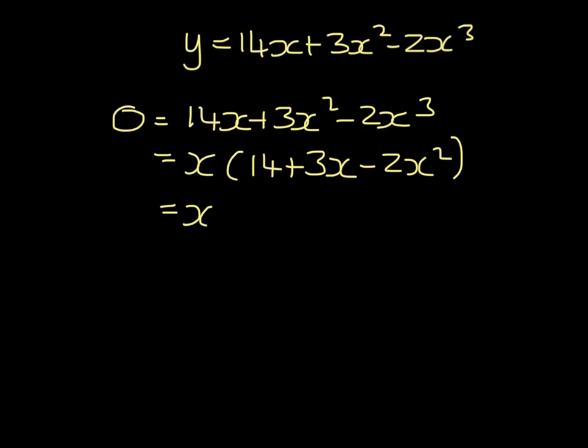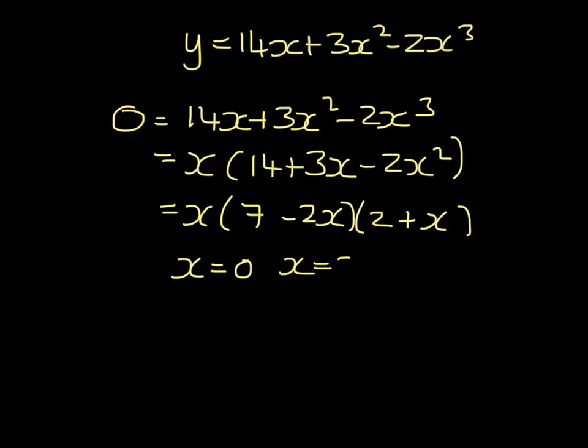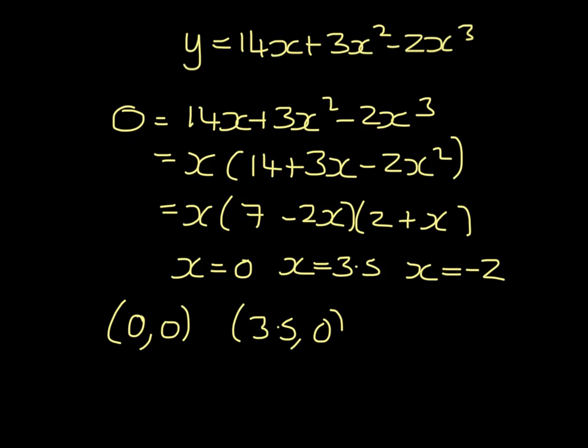And if we factorise that, we're going to need a 7 and a 2. I want to have plus 7, take away 4x. So x could be 0, x could be 3.5, or x could be minus 2. So my 3 points are (0, 0), (3.5, 0), and (minus 2, 0).